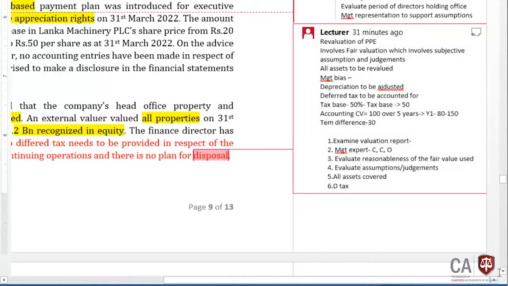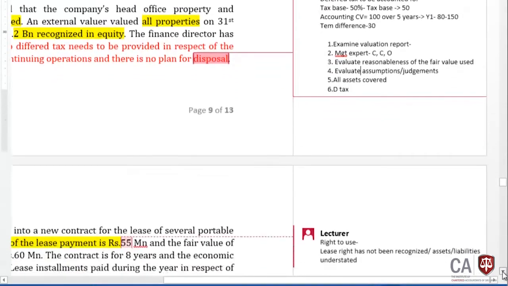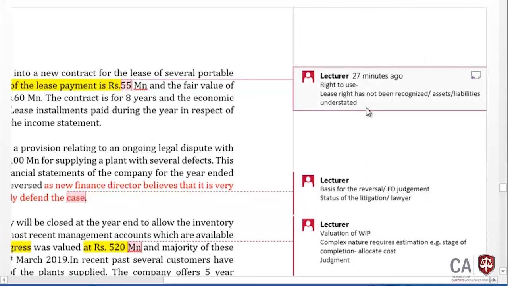Then if I briefly cover other areas as well, this right to use asset, again very quickly, I am not going to write in the interest of time, you can make bullet points of audit evidence. Auditor may examine the lease agreement to ensure right to use during this 8 years period, and check the calculation of present value, and then auditor should recommend the company to account this as a lease asset and liability, assets should be depreciated, these relevant adjustments should be made.